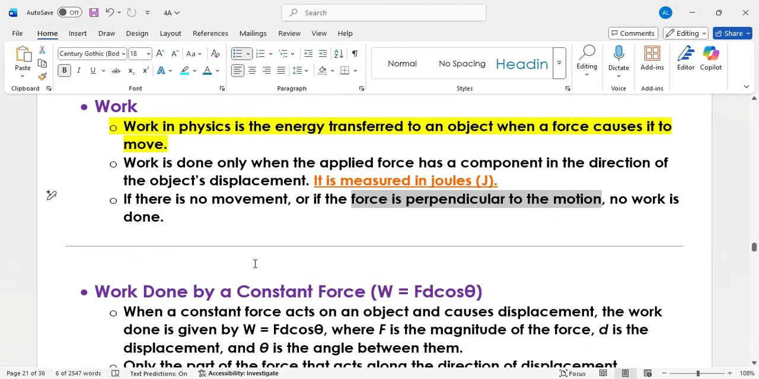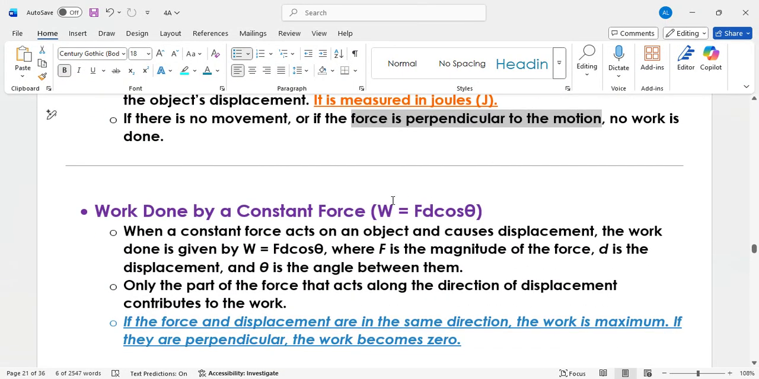Work done by a constant force, W equals F d cos theta. When a constant force acts on an object and causes displacement, the work done is given by W equals F d cos theta, where F is the magnitude of the force, d is the displacement, and theta is the angle between them.